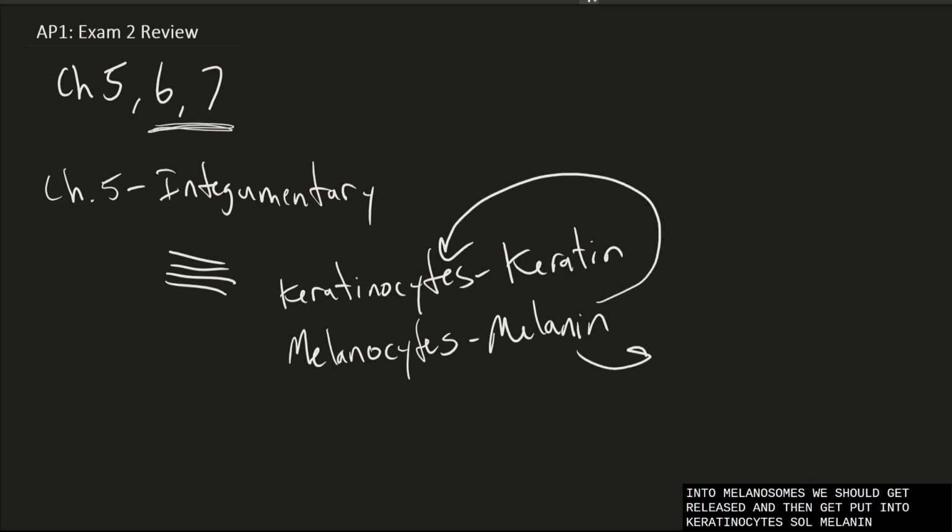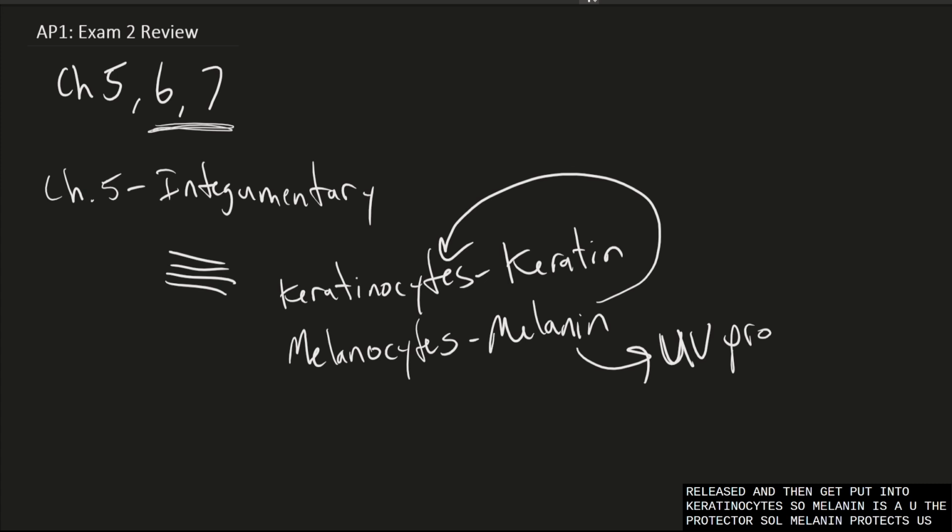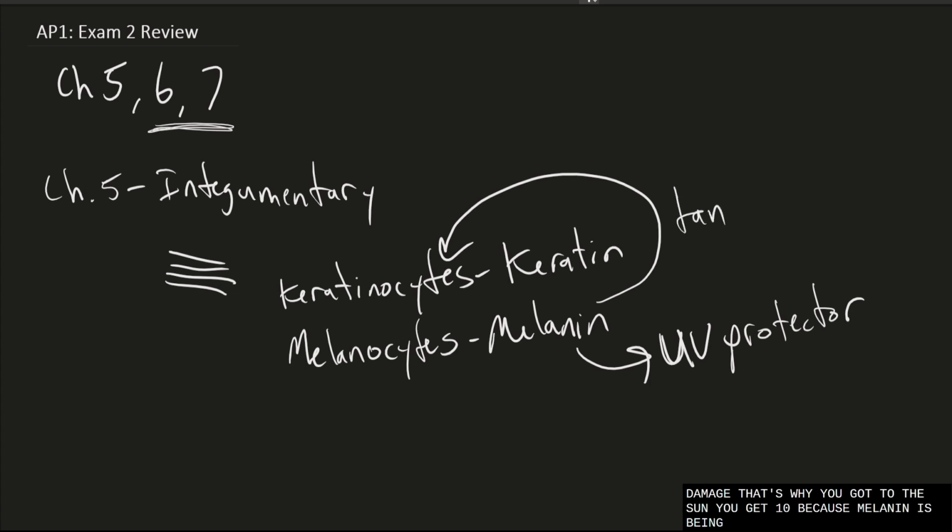So melanin is a UV protector. Melanin protects us against UV light, which, as a byproduct, damages our DNA. So here, melanin protects us from UV damage. That's why if you get into the sun, you get tan, because melanin is being put into your keratinocytes, which are the upper layer of your skin.